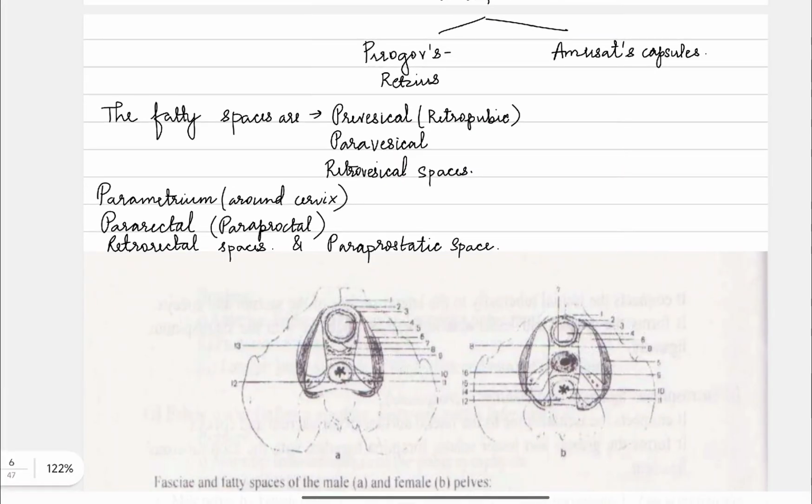The fatty spaces are prevesical, paravesical and retrovesical spaces. Prevesical is also called retropubic. Then there is the parametrium around the cervix, and the pararectal, paraproctal, retrorectal and paraprostatic spaces.